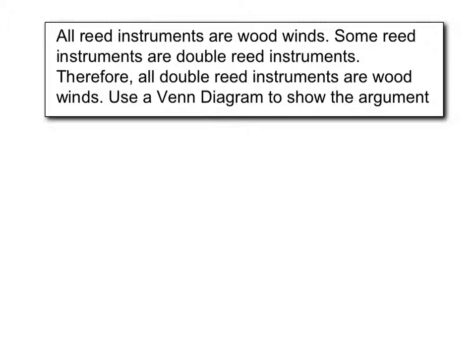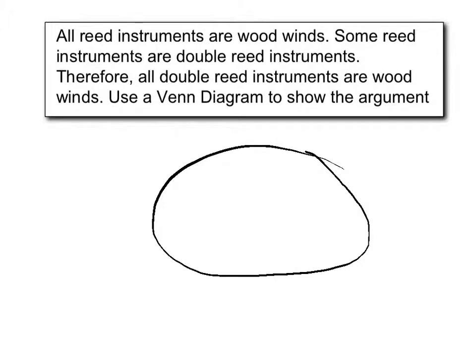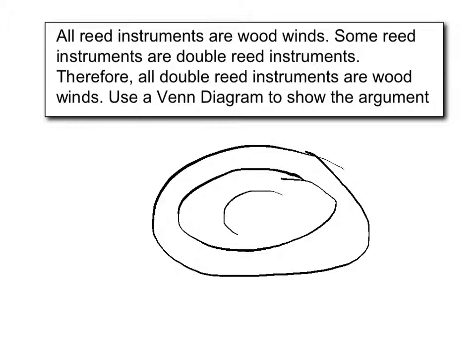Now let's make a diagram from what we know from the last slide. We know that circles can be in other circles. To represent woodwinds, we make a large circle. Then, to represent reed instruments, we put a smaller circle in it. And then we put another circle inside, representing double reed instruments, showing that all reed and double reed instruments are woodwinds.